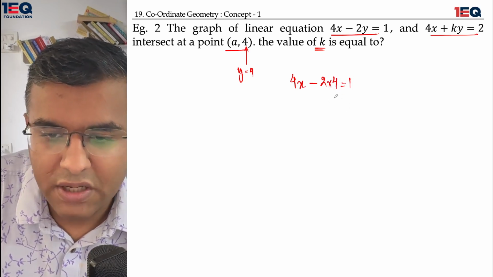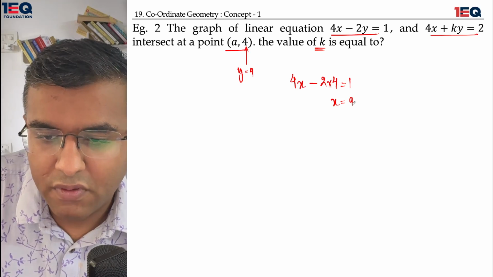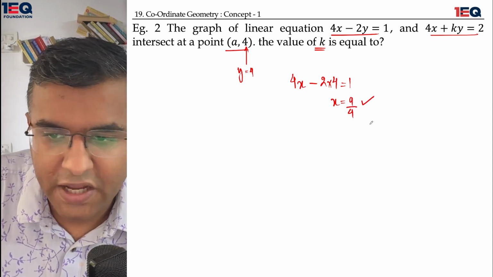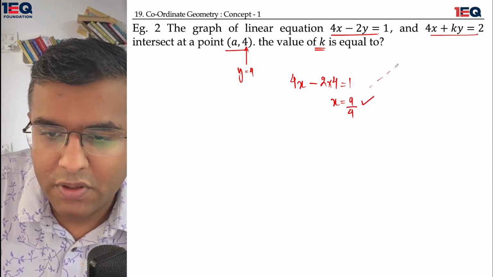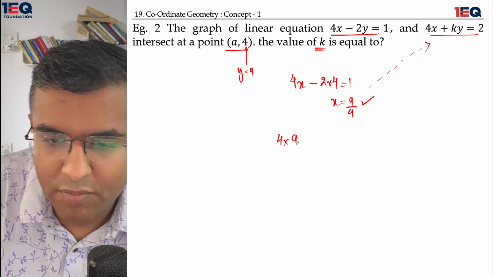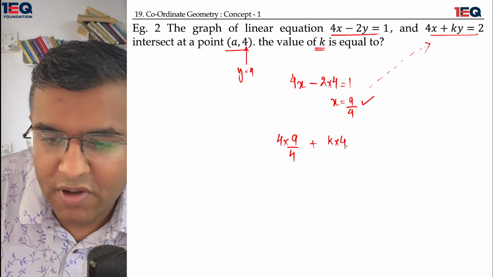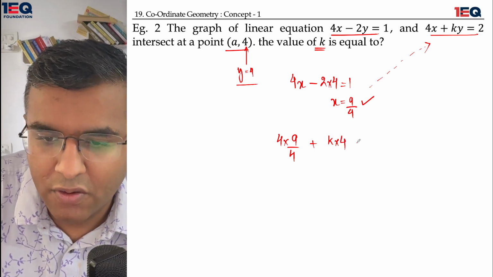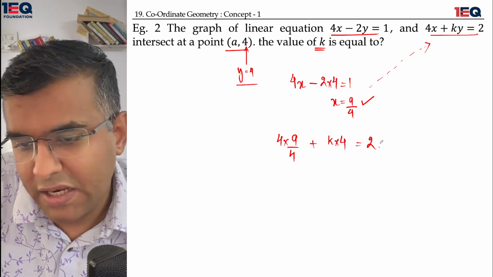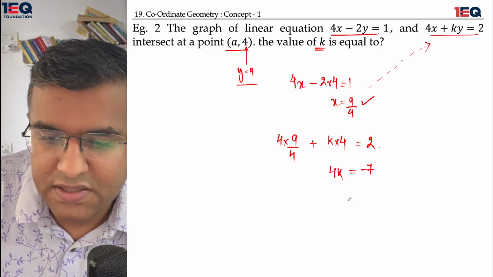This thing would go on the other side and it would create that 4x is equal to 9, so the value of x is equal to 9 by 4. Now I'll put this back into this equation and I would say that 4 multiplied by 9 by 4 plus k multiplied by 4, which is the value of y I've already talked about, is equal to 2. So this is 9. 9 would go there. This would become minus 7. So 4k is equal to minus 7.